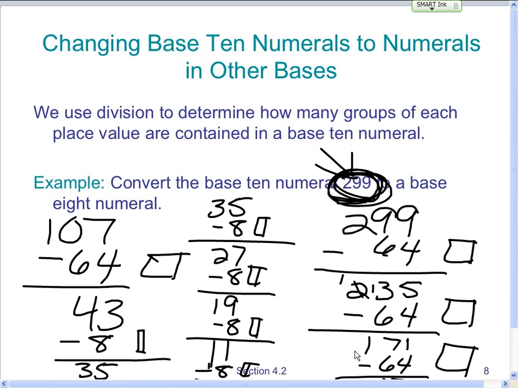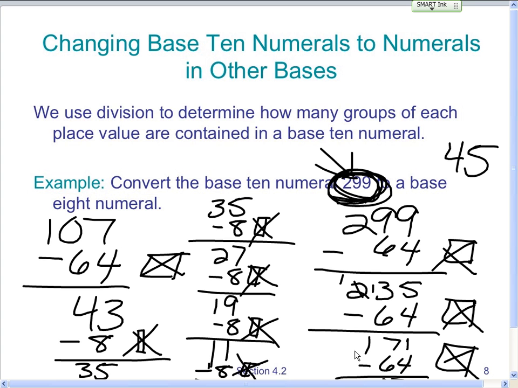I've got this flat, this one, and this one. So how many flats did I end up with? I ended up with 4 flats altogether. How many sticks? I have this stick, 2, 3, 4, 5 sticks. And how many units did I have remaining after I took off my last stick? I had 3 units remaining. So base 8 would be 453.